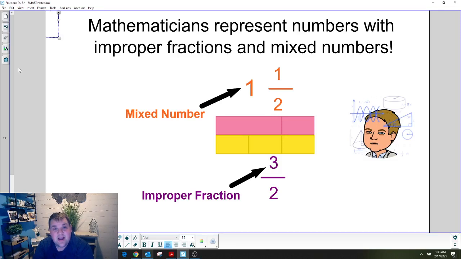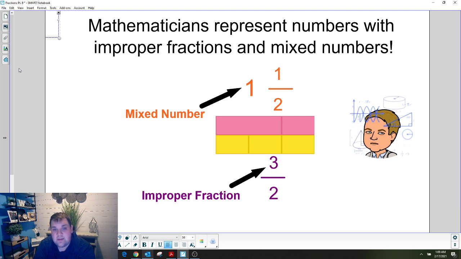Today we're going to continue practicing with mixed numbers and improper fractions. We are going to talk about the difference between these two today and practice making pictures that represent them and switch between improper fractions and mixed numbers. Because mathematicians know that mixed numbers and improper fractions can be equivalent to each other, and we want to know how to find those equivalent fractions.